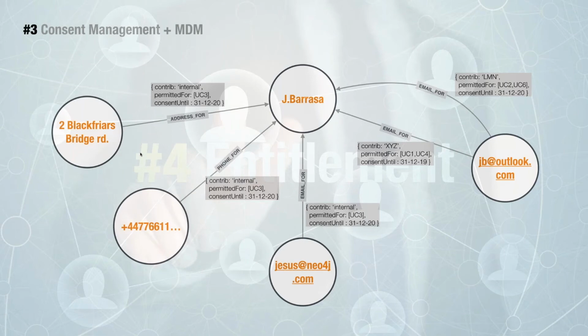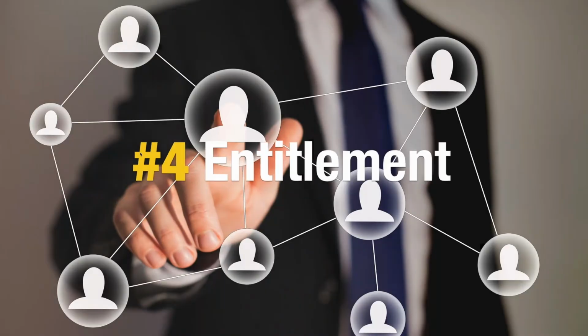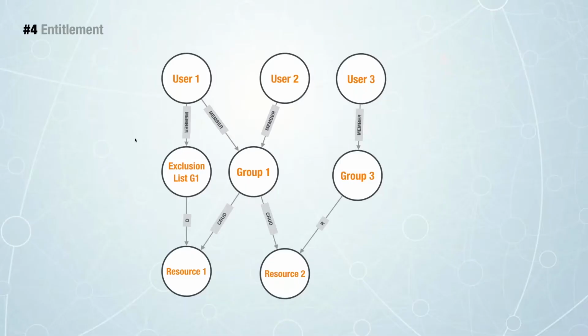And finally, the last one is entitlement. As I said before, being able to keep an accurate view on who has access to what, when your assets are organized in a complex way, can become complicated and tricky, especially when you want to apply exclusions or exceptions.